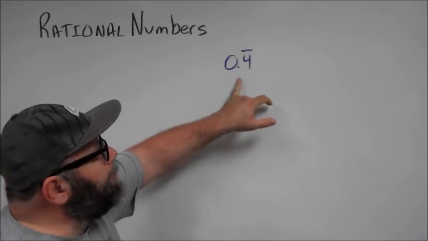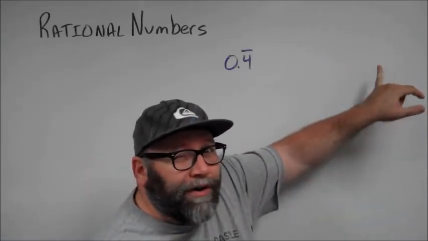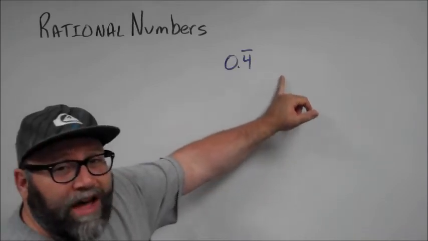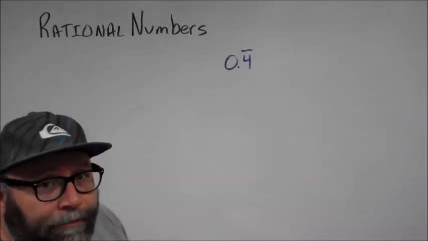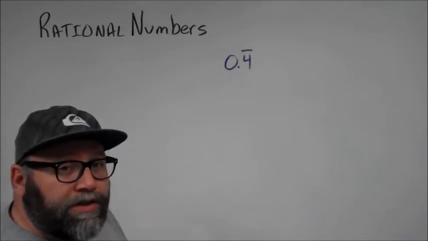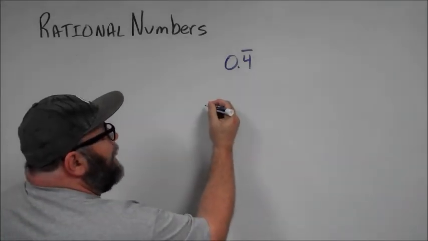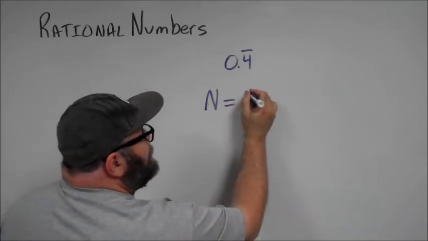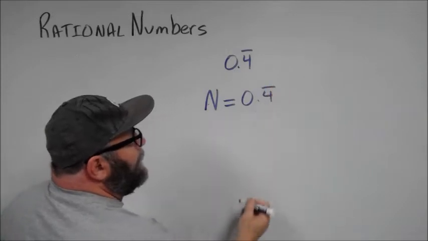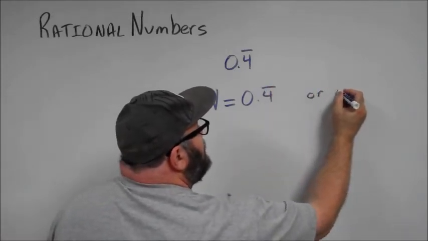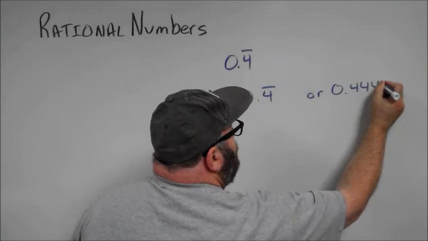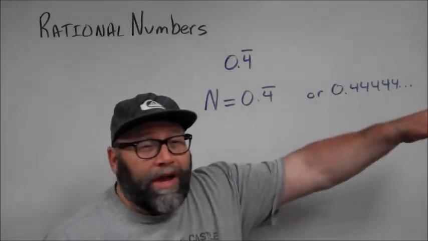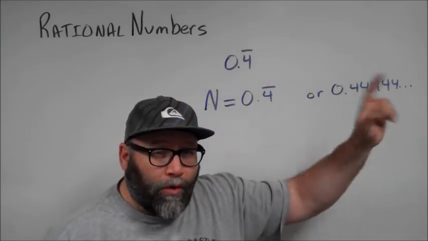So we have a number here, 0.4, and then the 4 goes on forever. The way to handle this is that we don't have an actual place value that we can use for the denominator, so we kind of have to create one. Let's say I just want the variable n to be equal to 0.4 repeating. That is 0.444444..., and I put an ellipsis on there because the 4's keep going. I don't have enough whiteboard to write all the 4's.